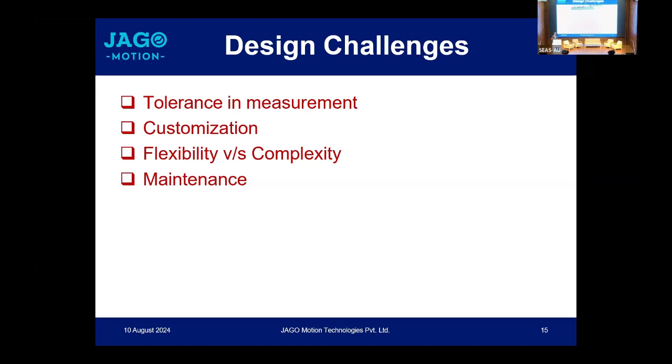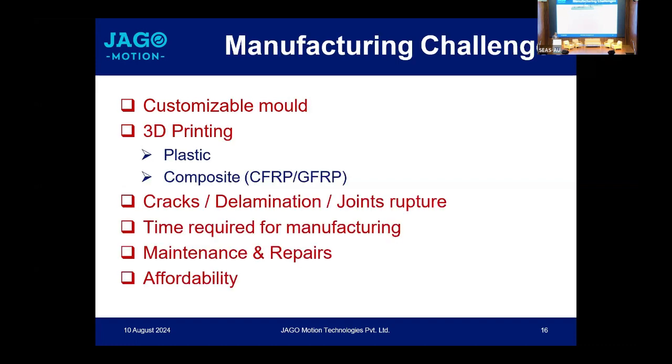You make things more flexible, complexity grows. More complexity, cost grows. Use becomes prohibitive. And of course, maintenance. Somebody comes with this leg, which is 3.5 lakhs, and the ankle is gone. Now nobody is going to pay for the replacement of that ankle, which costs 25,000-30,000. So maintenance and repairs are challenges. We need to address these when we design these technologies.